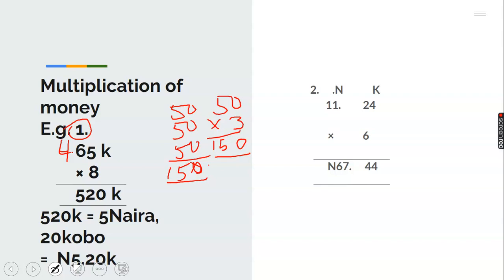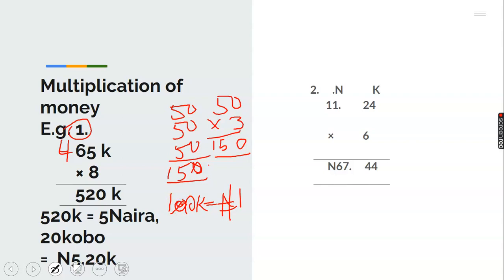You know, last week we talked about conversion from naira to kobo and kobo to naira. Now you have 520 kobo. We want to convert it to naira. What would that give us? Remember, 100 kobo is the same thing as what? As 1 naira. That's 100 kobo. 100 kobo is the same thing as 1 naira.